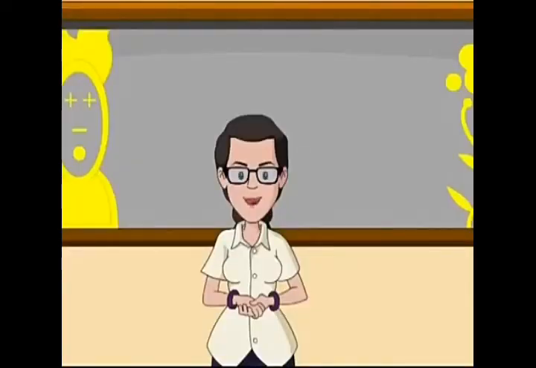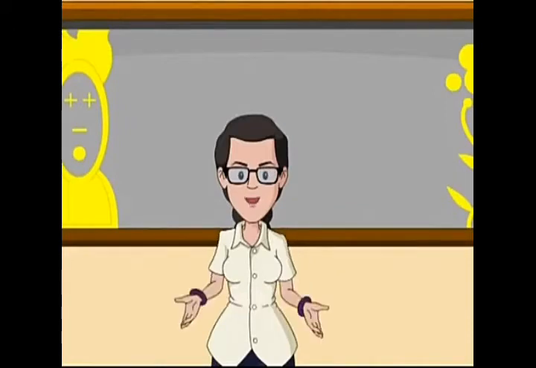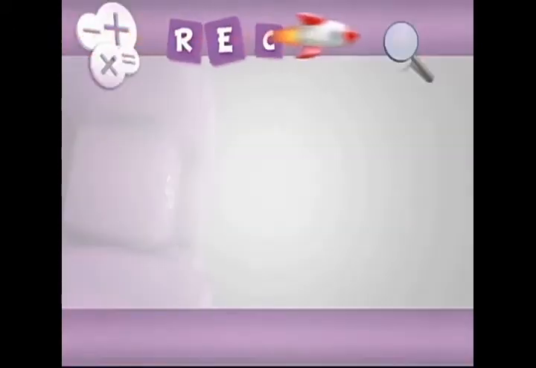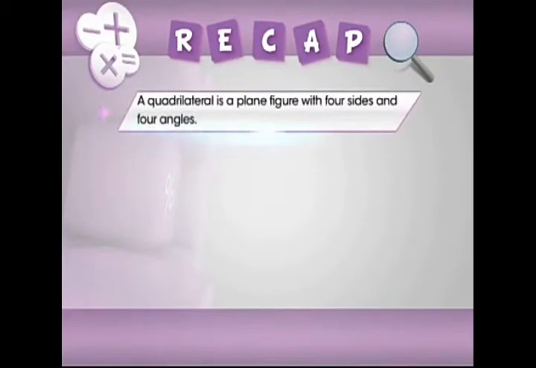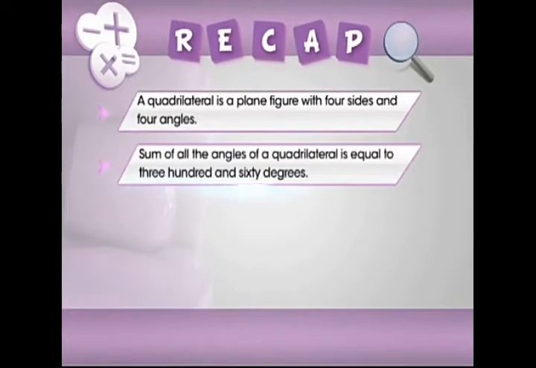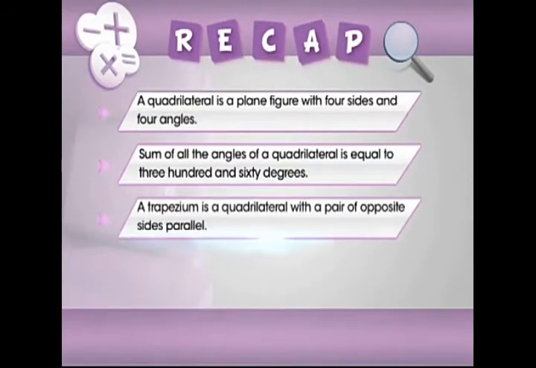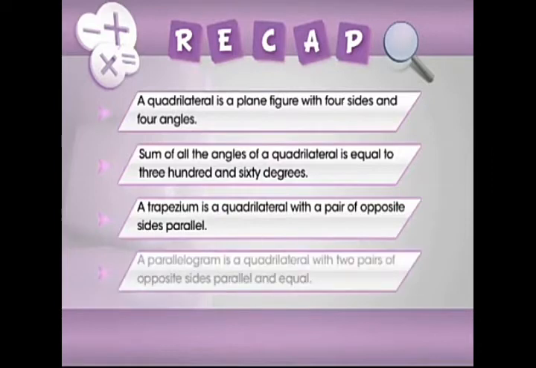Now with that extra bit of information, I'm sure you would like a recap. Here we go. In this module, you have learnt that a quadrilateral is a plane figure with 4 sides and 4 angles. The sum of all the angles of a quadrilateral is equal to 360 degrees. A trapezium is a quadrilateral with a pair of opposite sides parallel. A parallelogram is a quadrilateral with 2 pairs of opposite sides parallel and equal.